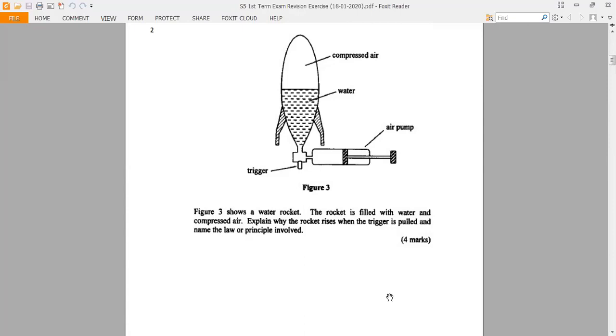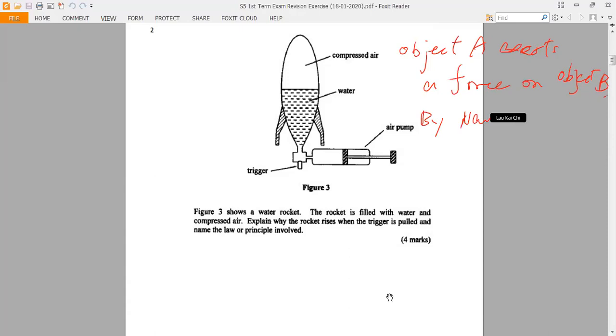mention, okay? The thing you need to mention is object A exerts a force on object B. This is something called action. A gives a force to B. And then you must mention by Newton's third law. I want to see you guys, when you answer the question, use these sentences: Object A exerts a force on object B by Newton's third law.